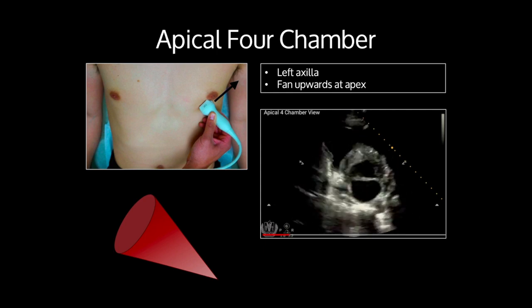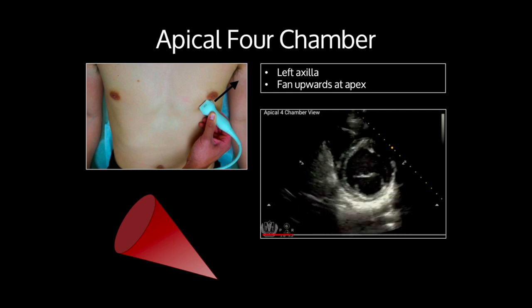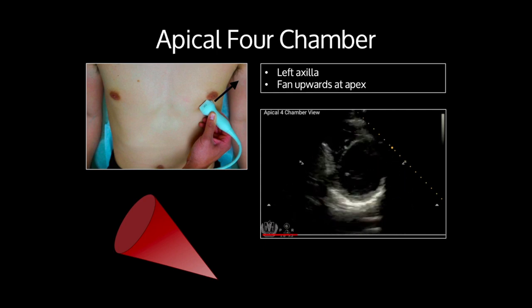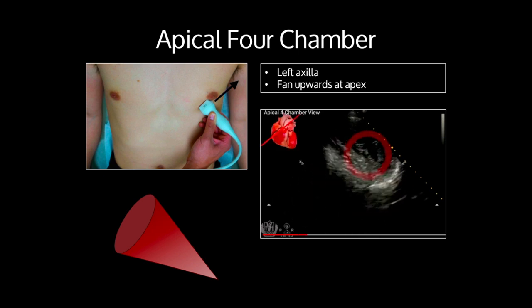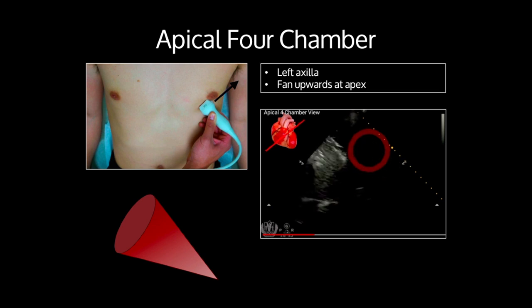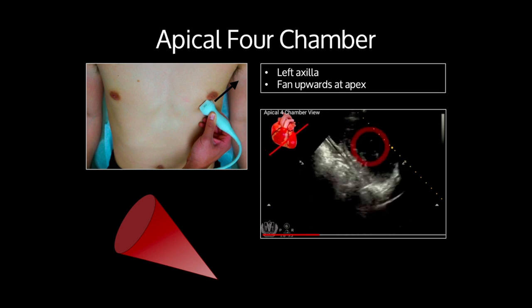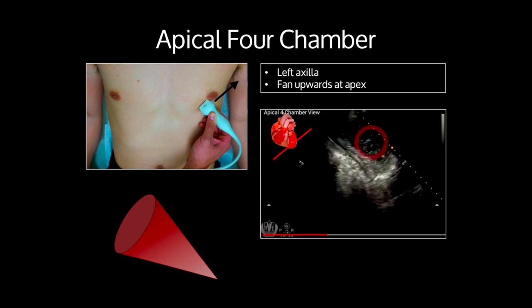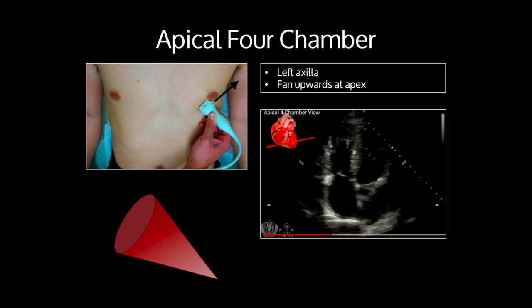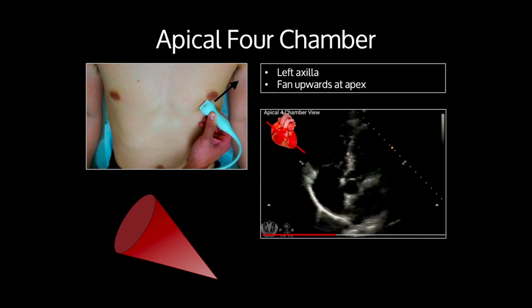Now, we will talk about the apical four-chamber view. Make sure the probe indicator is pointing towards the patient's left axilla, and from the parasternal short axis view, slide down towards the apex until you see the chamber size getting smaller and smaller. Then, when you get to the apex, fan up towards the patient's head. The probe at this point should be at the point of maximal impulse.